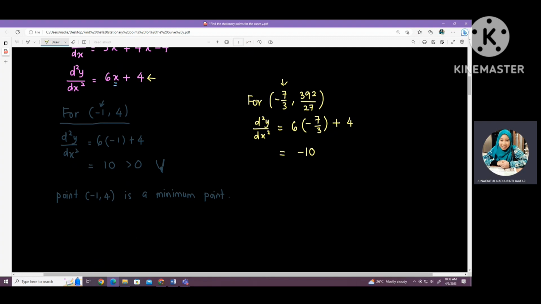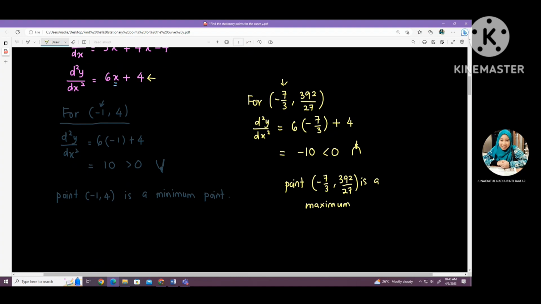Negative 10 is a negative value which is less than 0. So if we get the value of the second derivative less than 0, we are not happy and the graph will look like a sad face. And we can see from this graph that we have a maximum point here. So the point (negative 7 over 3, 392 over 27) is a maximum point.